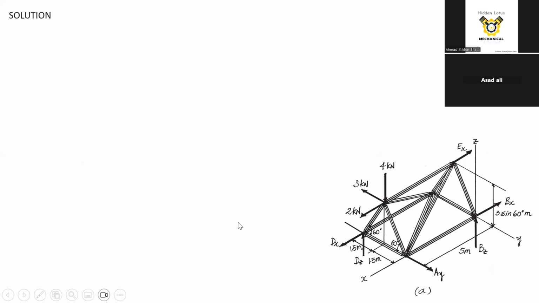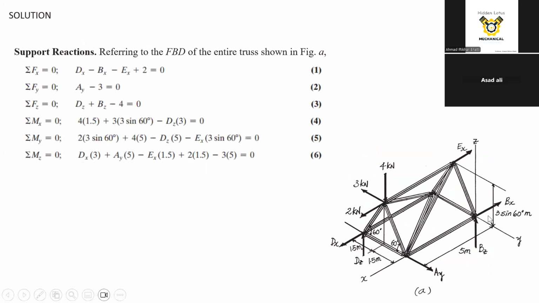So first of all, we have to find support reactions at links. If we apply forces in the horizontal direction, we have a horizontal force at link D, horizontal force at link B, horizontal force at link E, and a 2 kilonewton force. And you see that the horizontal force in links B and E is negative because in these links, the force is acting in the negative horizontal direction.